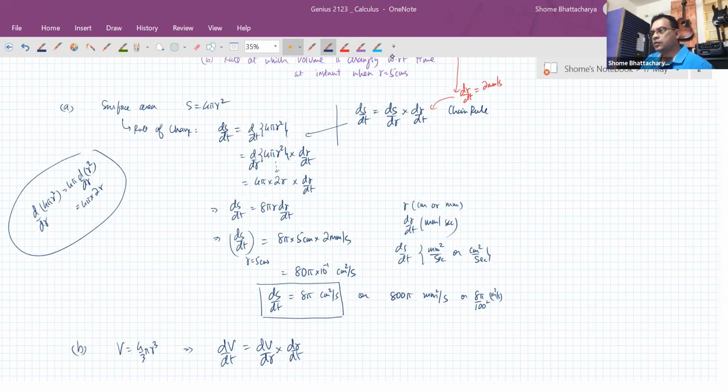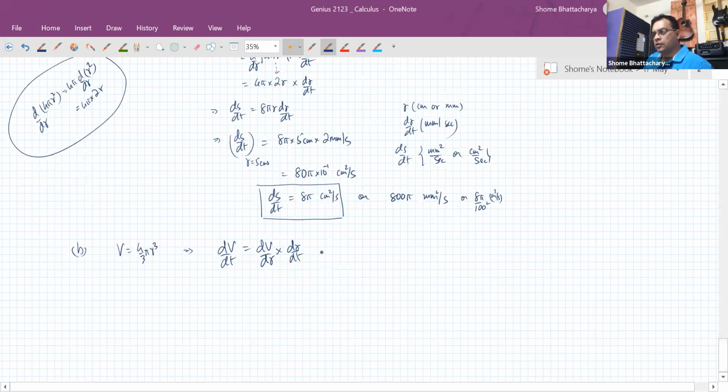So this volume one, sir, answer will be 20,000 pi. Okay, let's check out the answer. So this will become differentiation with respect to radius of 4 by 3 pi r cube into dr by dt. So this will be 4 by 3 pi into 3 r square into dr by dt. So that will become 4 pi r square dr by dt. So this is our volume rate.